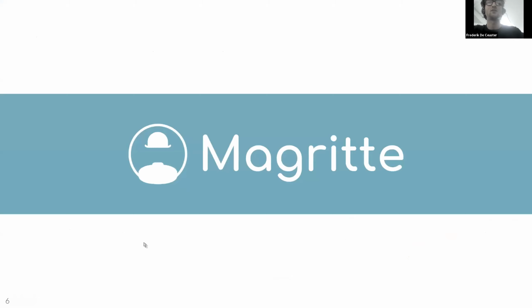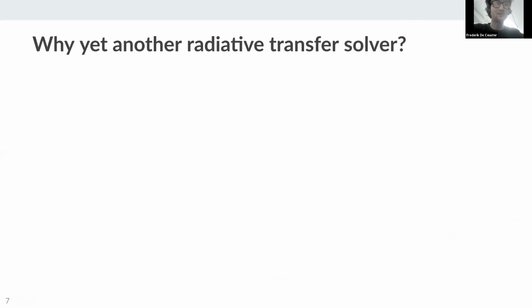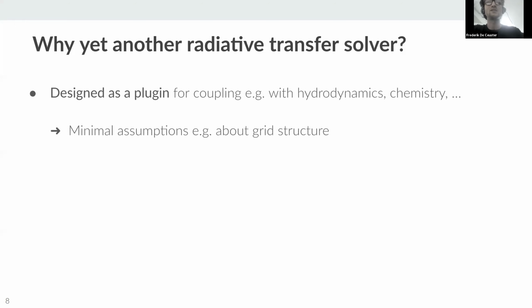Now, of course, you can ask yourself, why did we build yet another radiative transfer solver? Because admittedly, 5 years ago, there were already several 3D radiative transfer solvers available. So why build yet another one? And the reason was that none of the existing solvers could provide all the critical features that we were looking for. First of all, we needed a solver that was designed as a plugin.